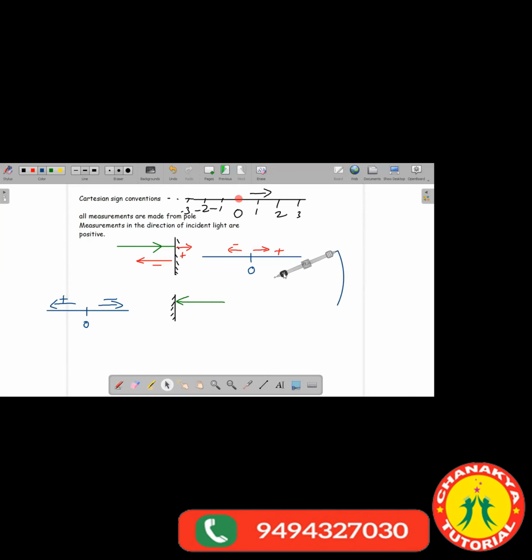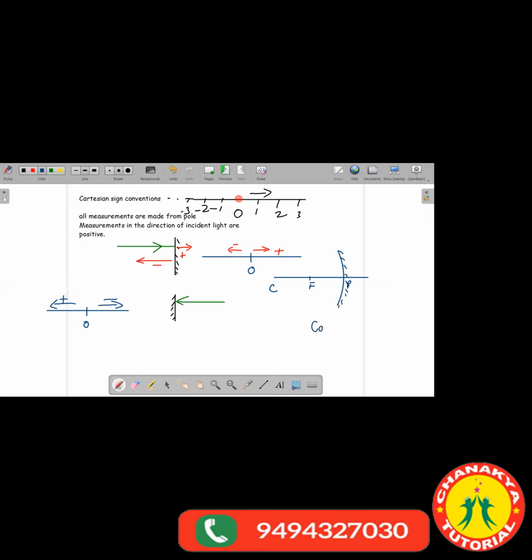So this is a concave mirror. For the concave mirror, I mark the center of curvature. In the middle, I mark F. Here I mark the pole. Shade the outside. So this becomes a concave mirror.